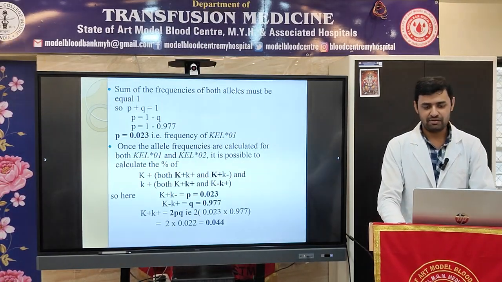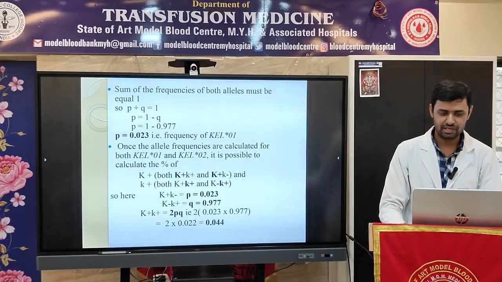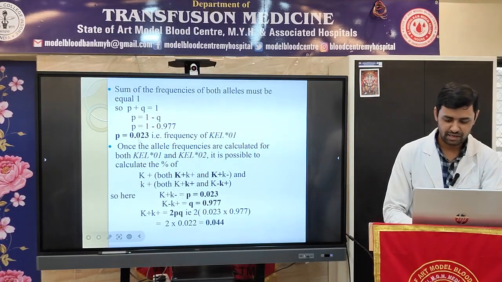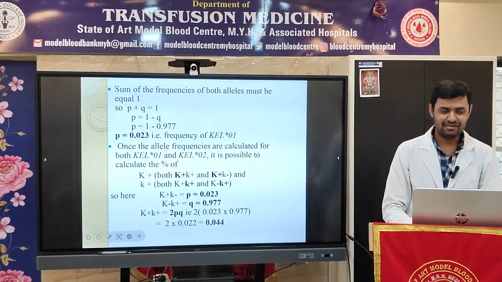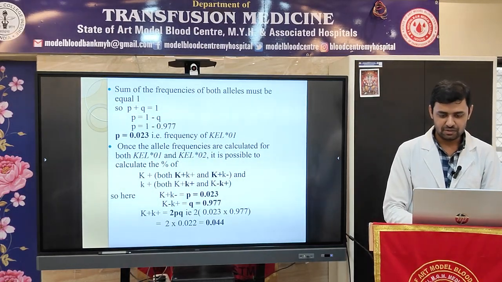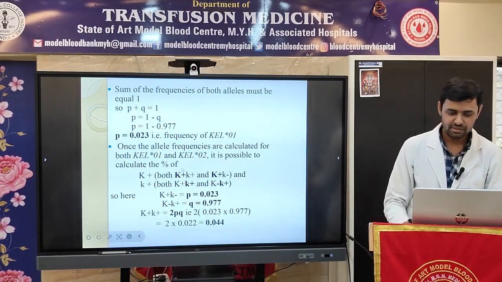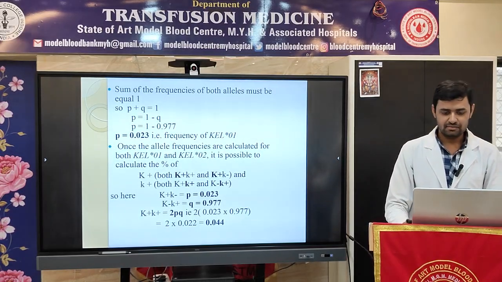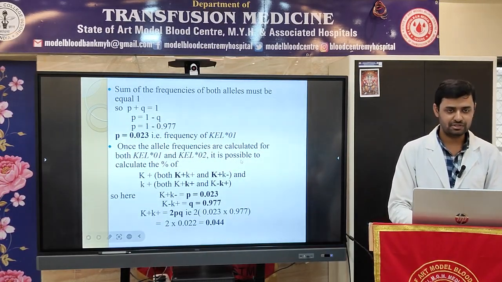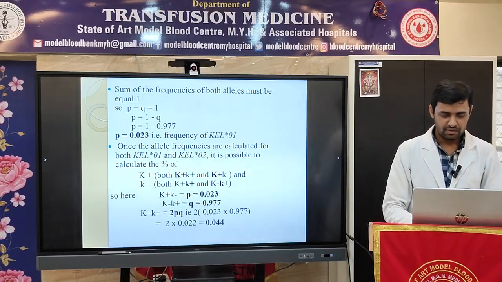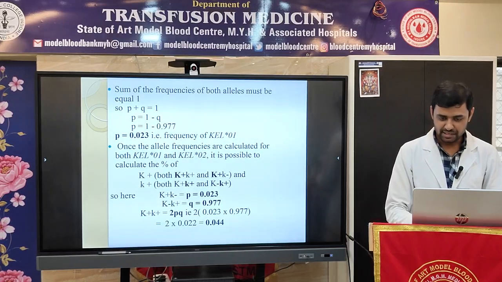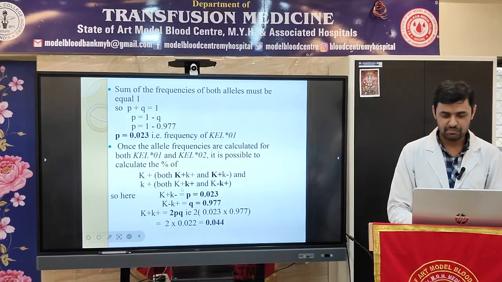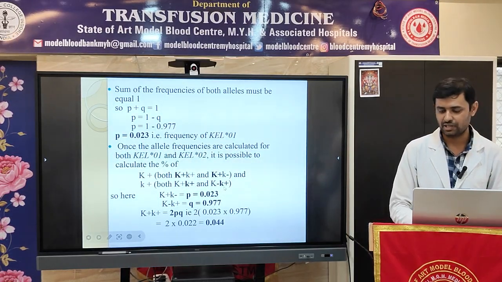So this is the p value. We can conclude, from the prevalence of the genotype, that p is 0.023 and q is 0.977. Once the allele frequencies are calculated for both KEL1 and KEL2, it is possible to calculate the percentage of both K positive and k positive alleles. Capital K includes both capital K plus small k plus and capital K plus small k minus. And small k positive includes both capital K plus small k plus and capital K minus small k plus.